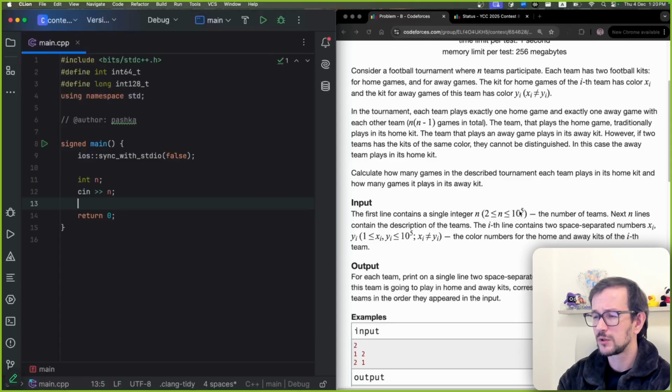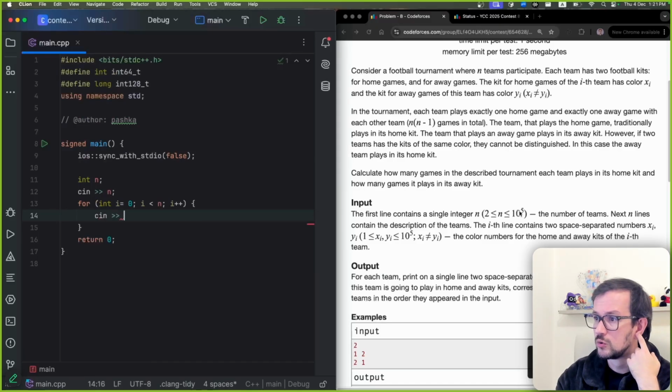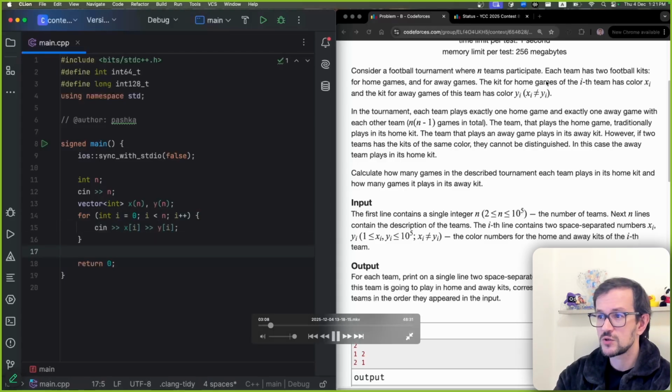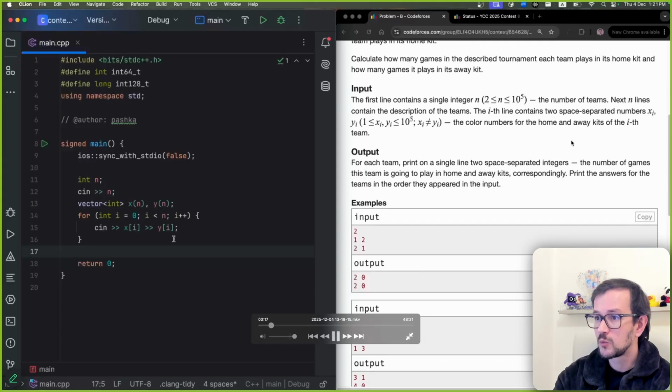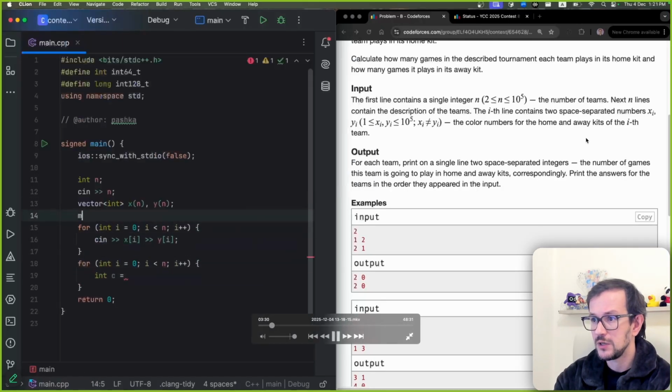Problem 2 is about a tournament. Okay, so the second one is about football kits for some games. We have teams, each of them has two football kits, one to play at home and one to play as a guest team, and we need to figure out how many times they play in each of these kits.